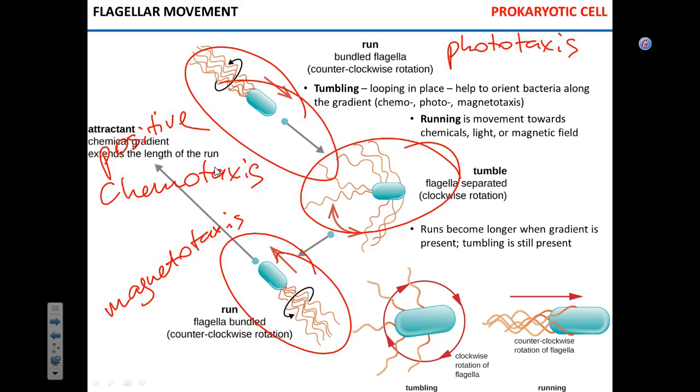Got it? So you have to understand the run and tumble concept of movement. It's not straightforward. It's only a general direction. And second, the concept of chemotaxis, phototaxis, and magnetotaxis. Just recognize what these words mean. Okay? We good?